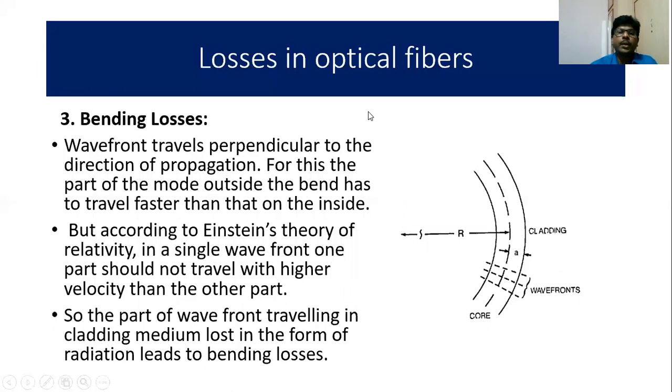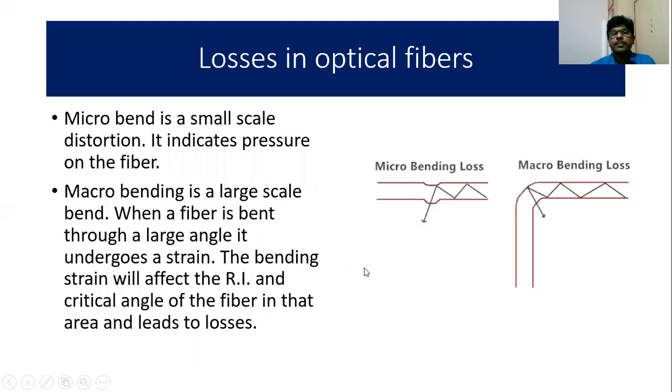Now we shall see what bending losses are. A wavefront travels perpendicular to the direction of propagation. For this, the part of the mode outside the bend has to travel faster than that on the inside. But according to Einstein's theory of relativity, in a single wavefront, one part should not travel with a higher velocity than the other part. So the part of the wavefront traveling in the cladding medium is lost in the form of radiation, which leads to bending losses. The bending losses may be micro bending loss or macro bending loss.